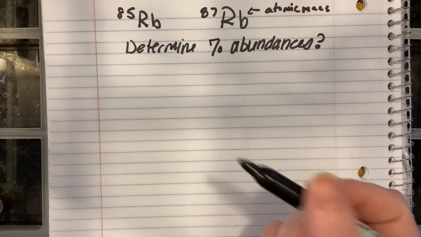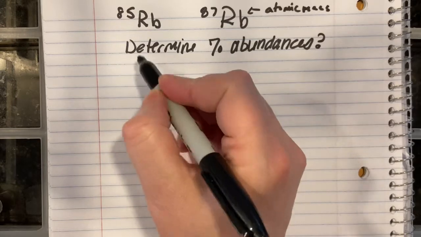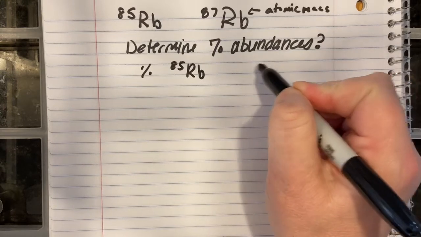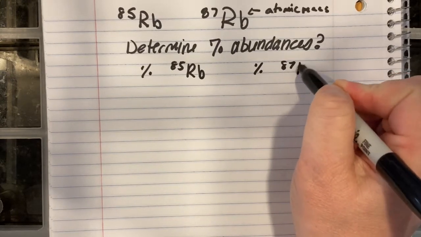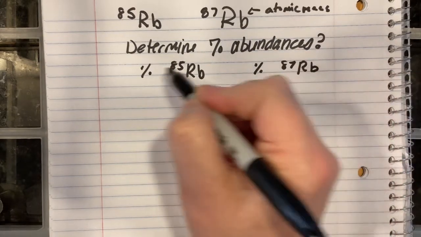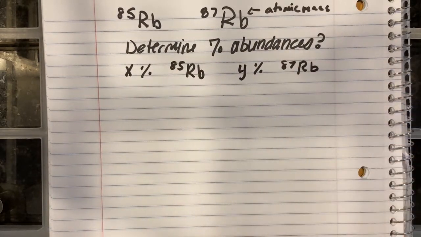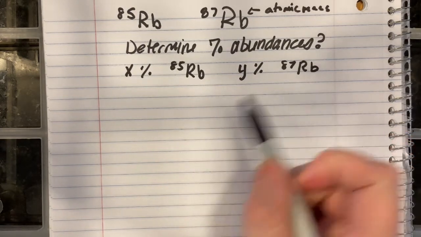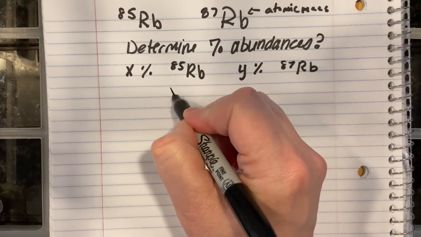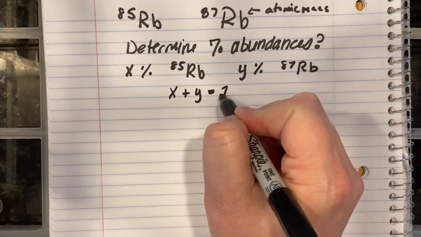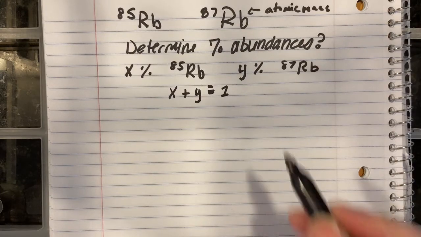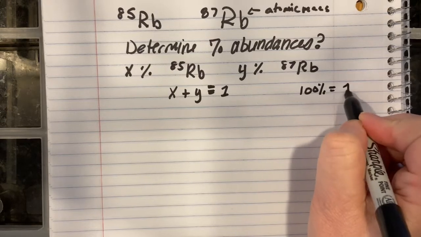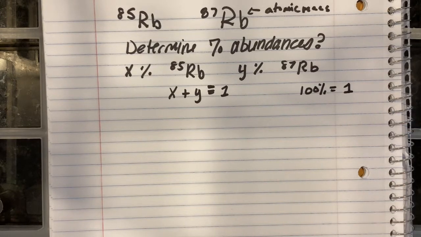Okay, so the way we have to do this is we have two unknowns. We don't know the percentage that rubidium 85 has, and we don't know the percentage that rubidium 87 has. So I'm going to just note this as X and Y. Since I have two unknowns, that means I need two equations. Well, I know both of these percentages are going to add up to 100%. So X plus Y equals 1. And I'm going to use 1 instead of 100% because 100% is equal to 1. Then I don't have to deal with any percent signs.